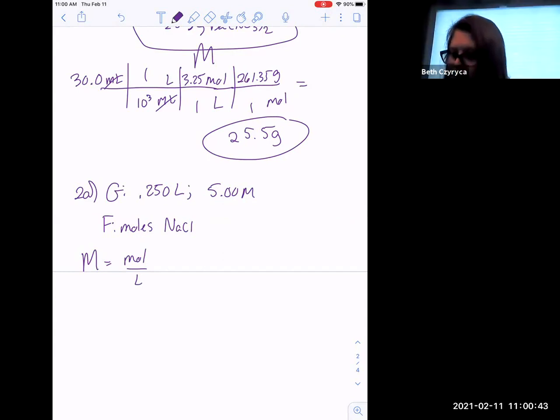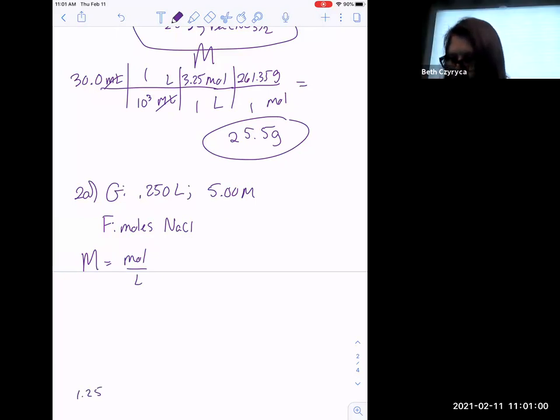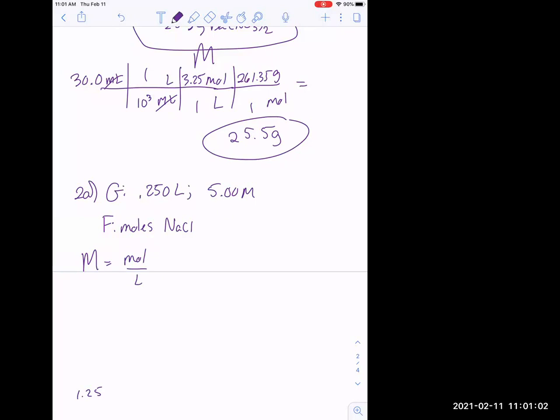Anybody have an answer? 1.25 moles of NaCl. Anybody else get that? I got it as well. I got the same thing. I had that as well.